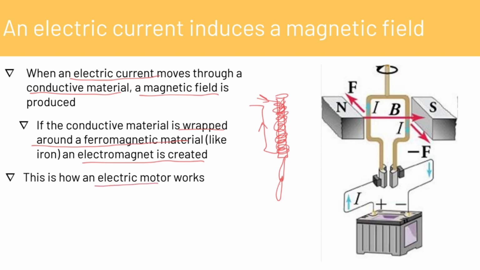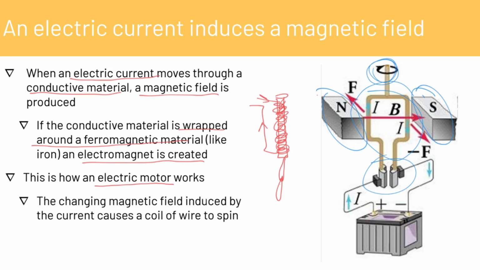This is how an electric motor works. You have these magnets here, and you've got this coil of electric wire. You apply a current to this coil of wire, and it spins inside this magnetic field, and that is what drives the electric motor. So the changing magnetic field induced by the current causes a coil of wire to spin. That is what happens inside of an electric motor.